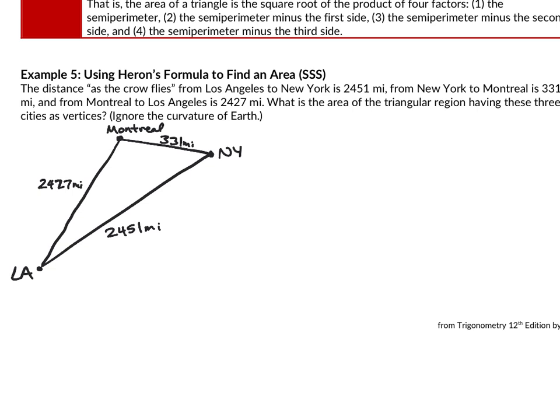To do this, I first need a semi-perimeter. The semi-perimeter is half of the three sides added together. So I'm just going to add 2451 plus 331 plus 2427, and then take half of that. That means that my semi-perimeter, which I will use in this formula over and over again, is 2604.5 miles.